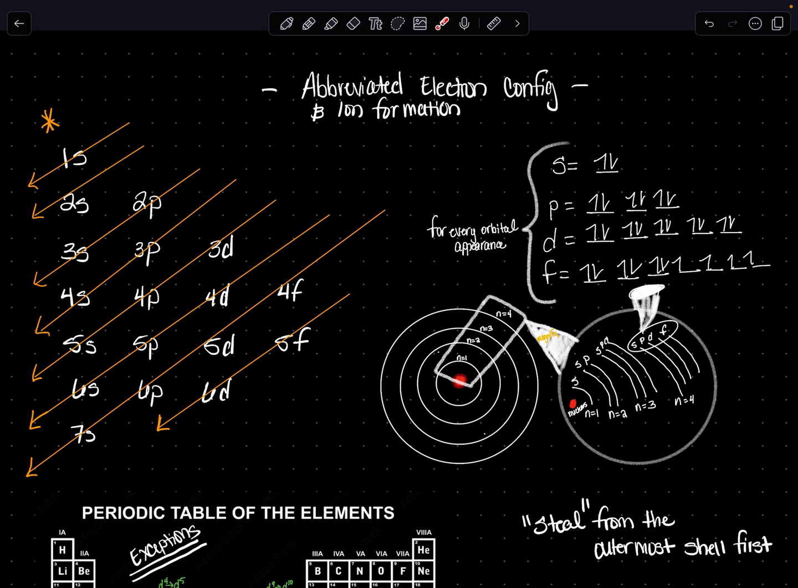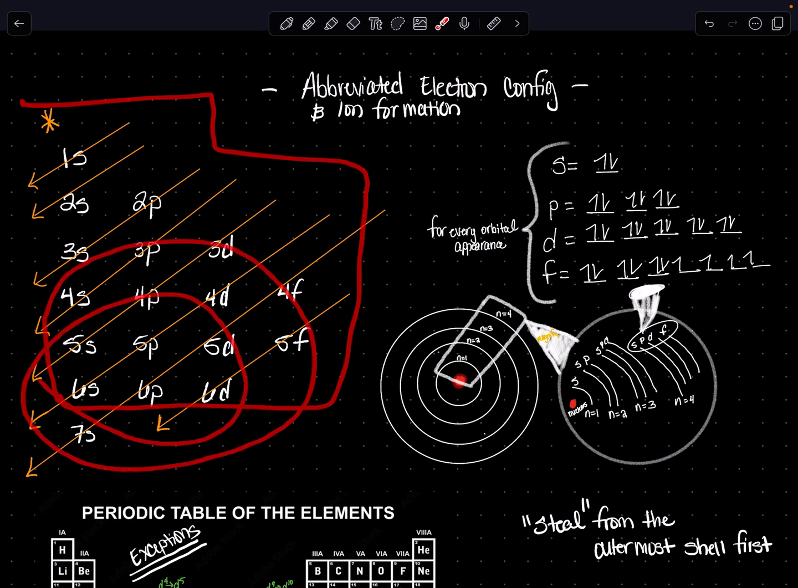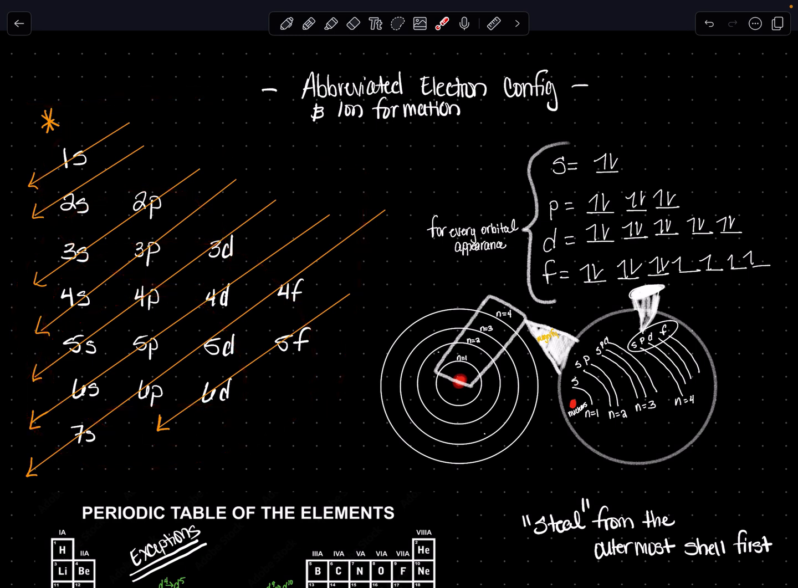But you need to make sure you understand this principle right here, Aufbau's tree of goodness. If you can understand that, then this is going to be pretty easy for you to do. There's just a couple more layers to it, and then you're good to go. It'll save you a lot of time in the long run.